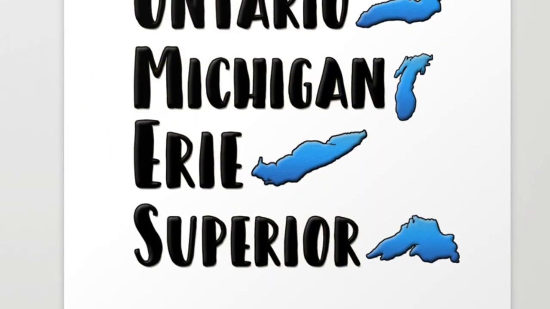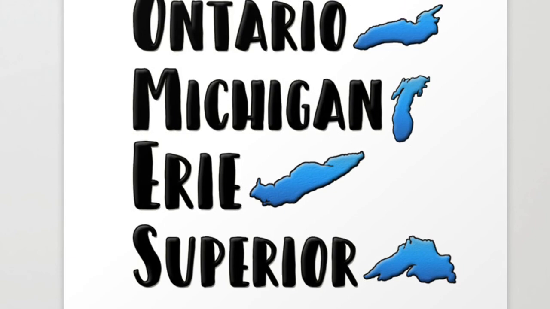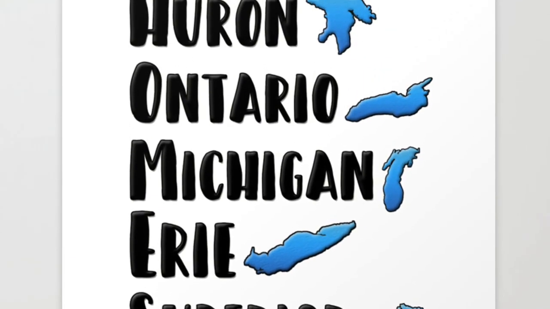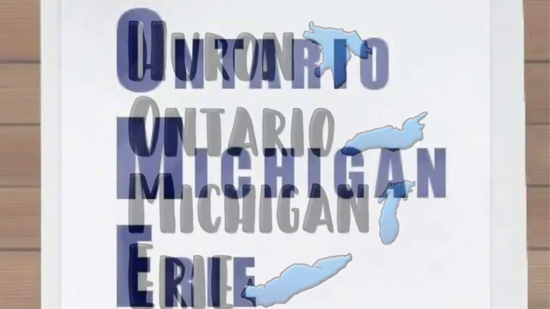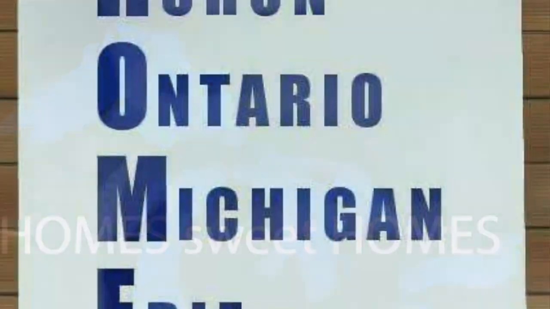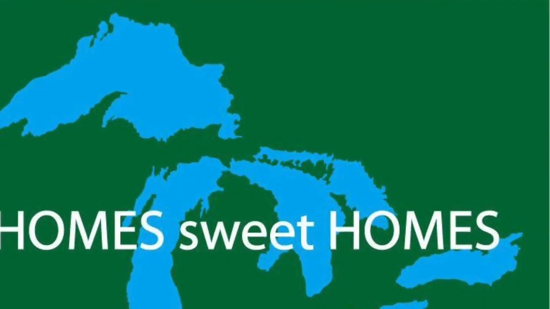In order to remember each of the Great Lakes, we remember the acronym HOMES. HOMES stands for Huron, Ontario, Michigan, Erie, and Superior. Homes, sweet homes.